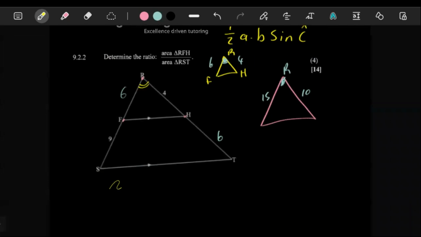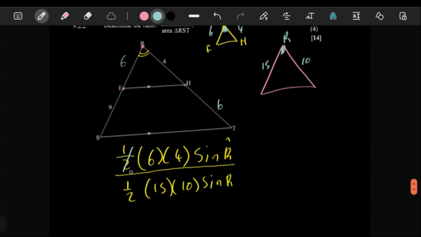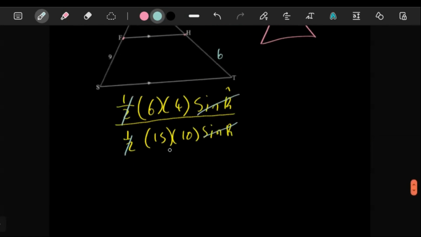So here, our area for the small triangle is a half. The two sides that we have, it's 6 times 4. And then the angle that we have is R. That's the one at the top. The one at the bottom is just a half, the whole thing is 15 there and 10, also sine R. And unfortunately, these go away. And then you have 6 times the 4 there. I think it's like 24 over 150. Let's see what the calculator can give us. There we go. 4 over 25.